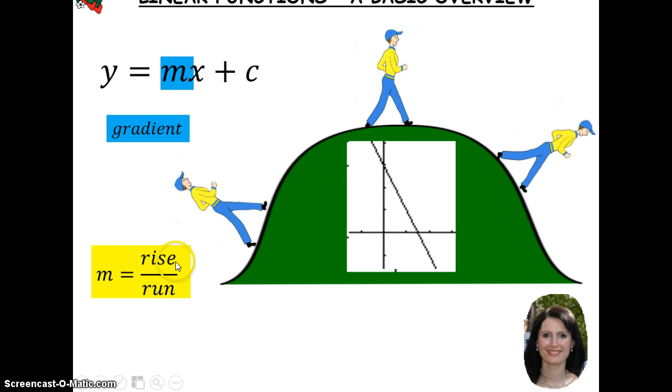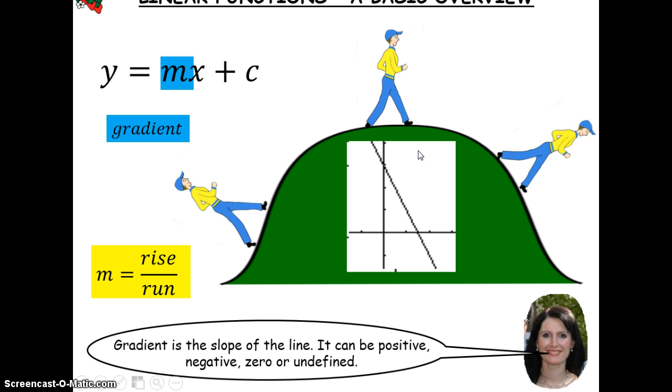We also know that the gradient is rise over run. Rise being how many units we go up, and run being how many units we go across. We can also have a gradient which is undefined.